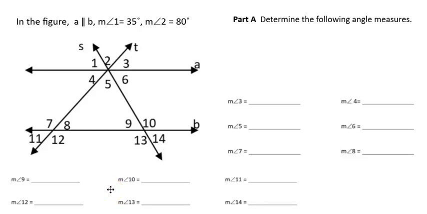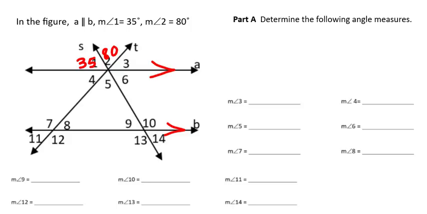This is a video of me going over the study guide for the performance final for this fall. So up here it says in the figure A is parallel to B, so we're going to put some parallel symbols on these two lines because that's going to be relevant as we work through this problem. Then it tells us the measure of angle 1 is 35, so we're going to put 35 here. And it tells me the measure of angle 2 is 80, so I'm going to put 80 here.